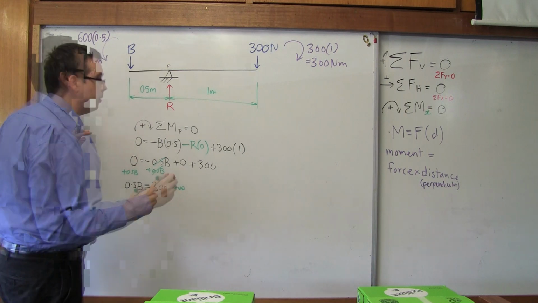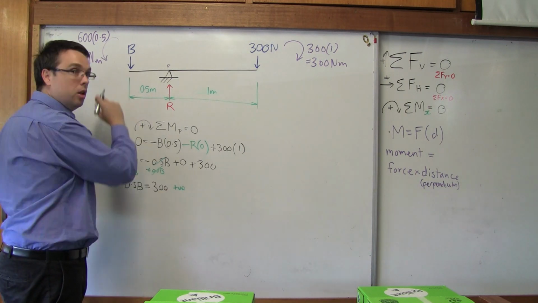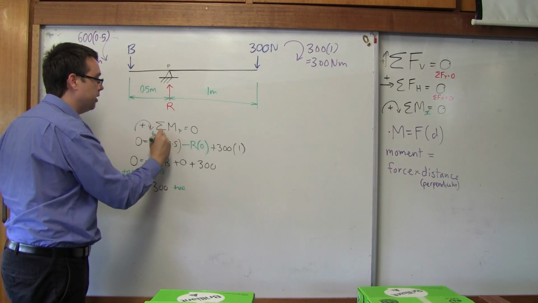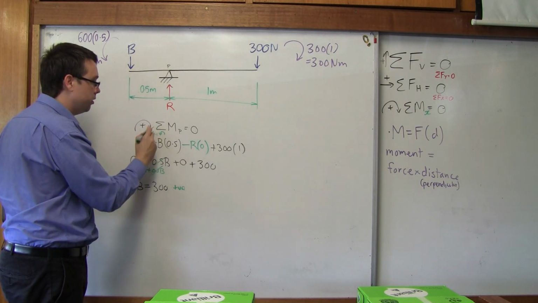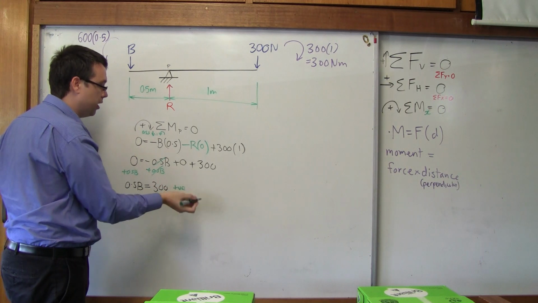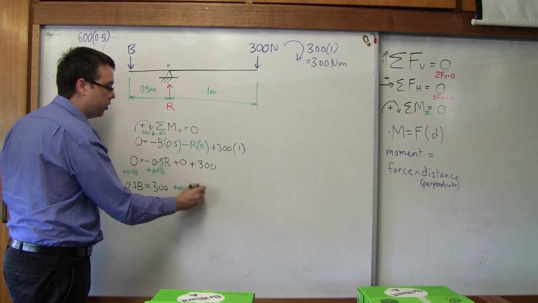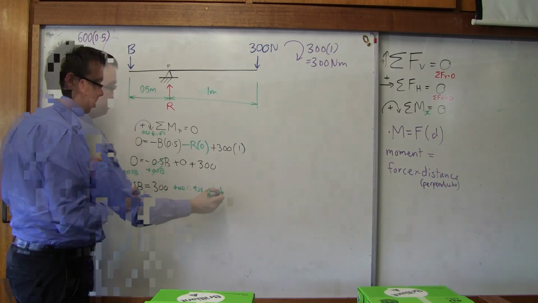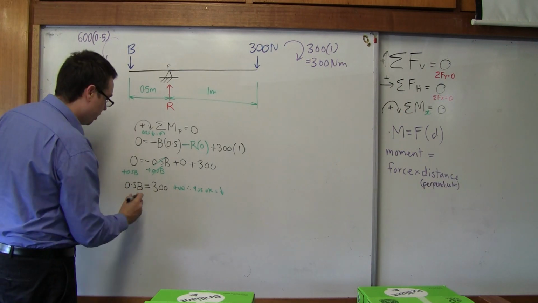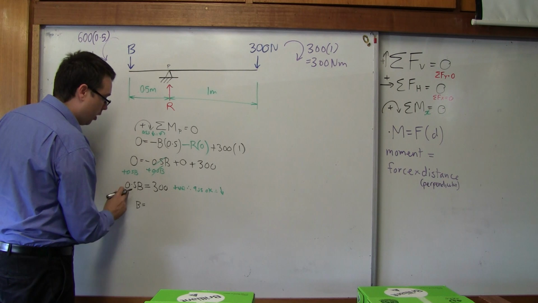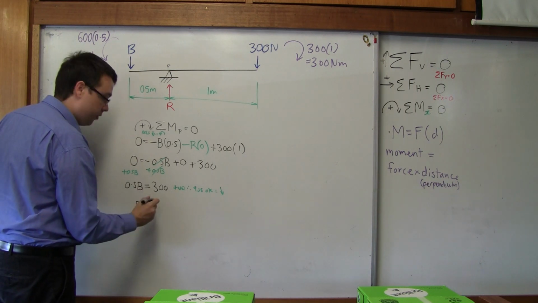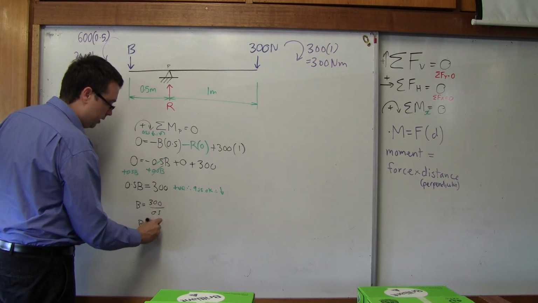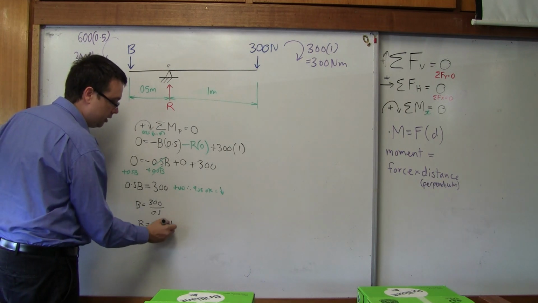Did we make any assumptions? We made an assumption about B. We made an assumption that B was down, therefore anti-clockwise. It was positive, therefore my assumption was okay, therefore it is in fact down. So what I can now say is B equals, I'm going to divide both sides by 0.5, so 300 divided by 0.5, B equals 600 newtons, and we've found the direction is down.